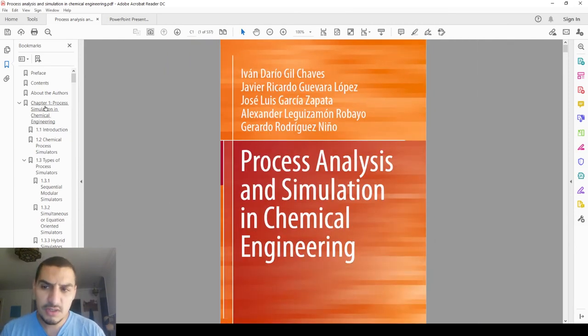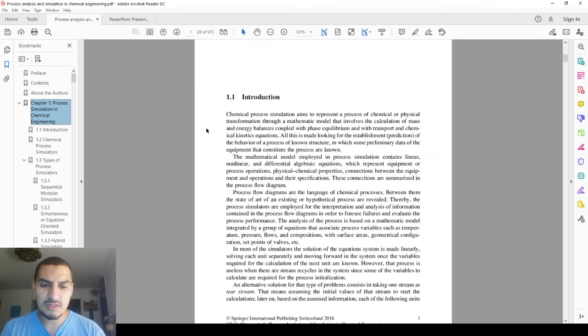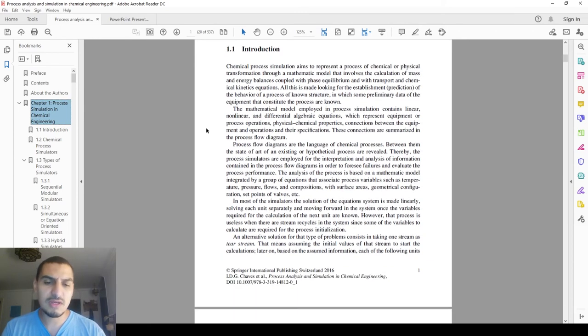The first chapter covers the basic concepts of simulation and the purpose, or why we use process simulators. And this is something that's easy to understand, and easy to follow in this textbook. So I'm not going to go into these details.